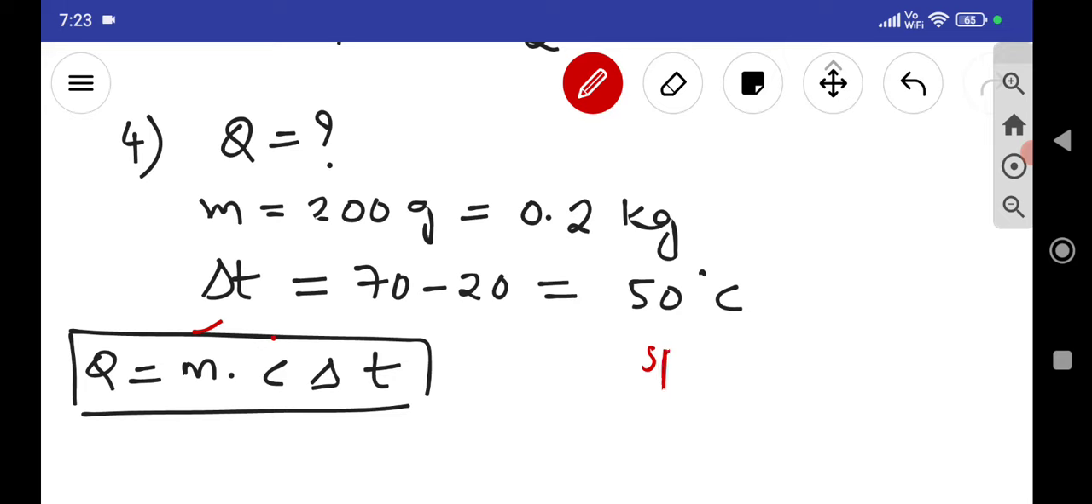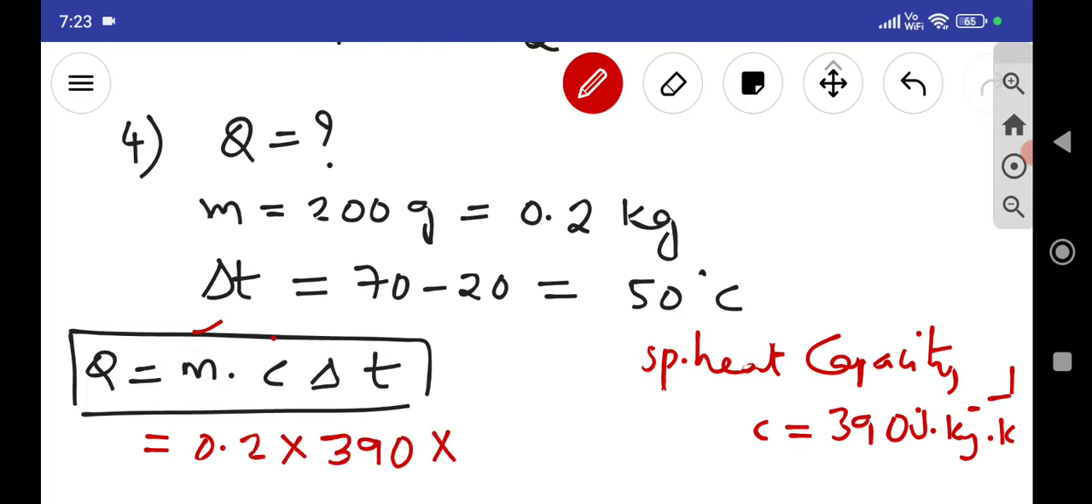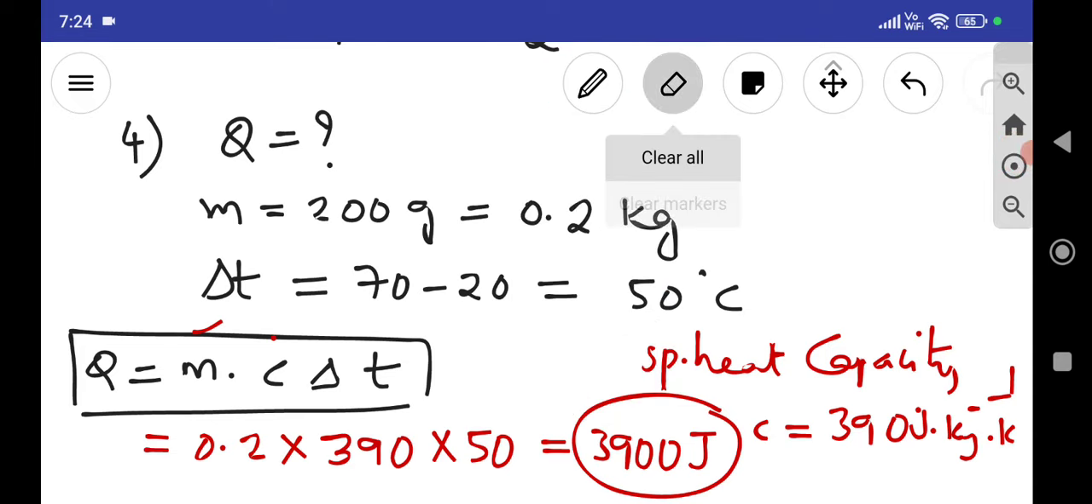The specific heat capacity is given as 390 joule per kg per Kelvin. So that is equal to, substitute that, mass is equal to 0.2, C is equal to 390 and delta T is 50. So we get an answer 3900 joule. So this is about your question number 4. Now let us move to question number 5.